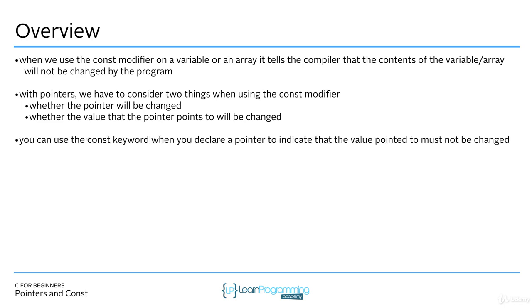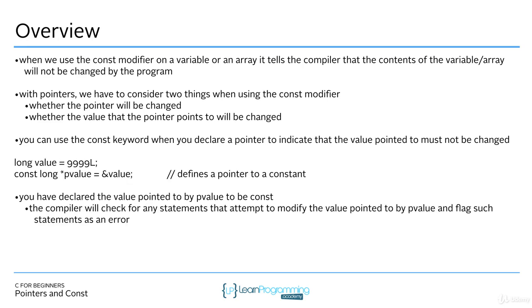So you can use the const keyword when you declare a pointer to indicate that the value pointed to must not be changed. Remember, the pointer is a value, and that value is an address. What it's pointing to is the value at that address. If you want that not to change, you put the const modifier before the type when you declare the pointer. So you would say const, whatever the type of your pointer is, asterisk, pointer. This is defining a pointer to a constant.